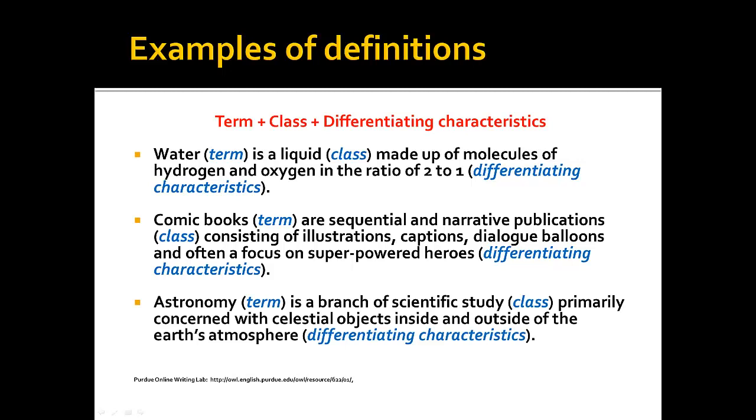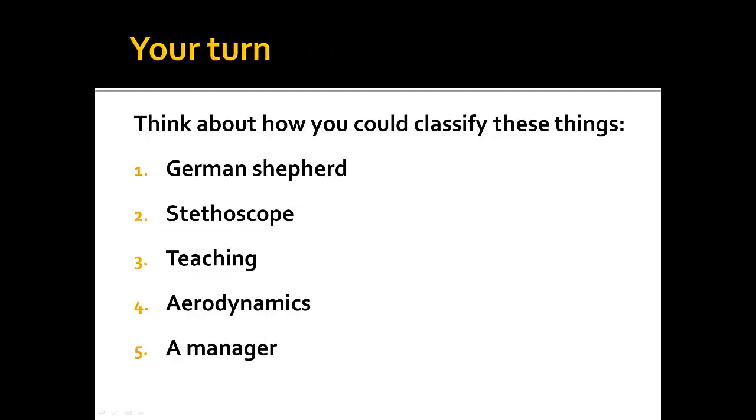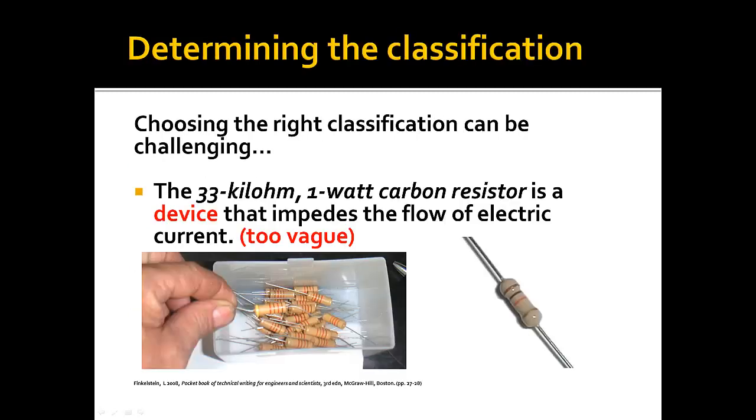Finally, last one, astronomy. So there's the term to be defined, is a branch of scientific study, that's the class, primarily concerned with celestial objects inside and outside of the Earth's atmosphere. So there we have the differentiating characteristics. So that basic formula, term plus class plus differentiating characteristics. So think about how you would classify these things. Now, there are PowerPoint slides in the topic on Moodle, so you can have a look at those and think about this a little more. Think about how you would classify German Shepherd, stethoscope, teaching, aerodynamics, and a manager. So determining the classification, sometimes it can be a bit of a challenge.